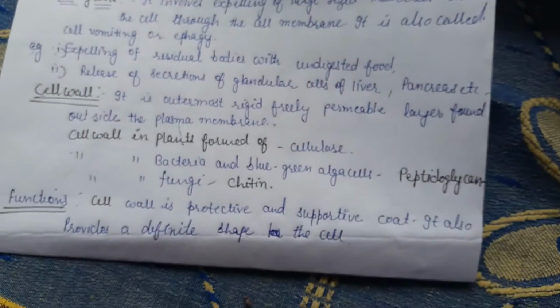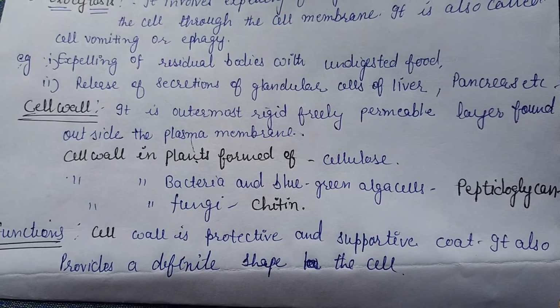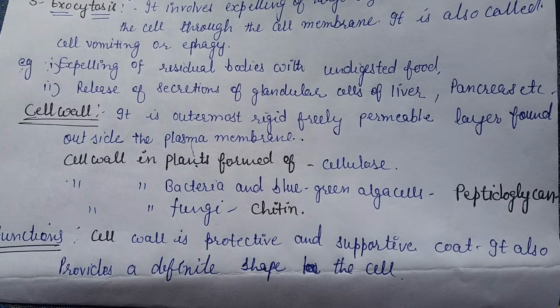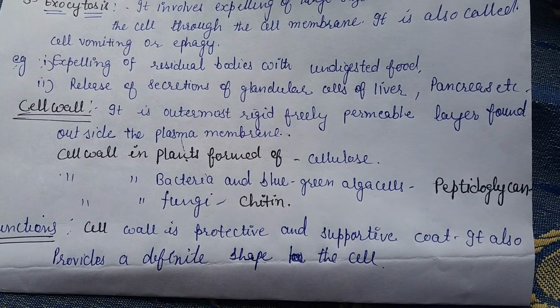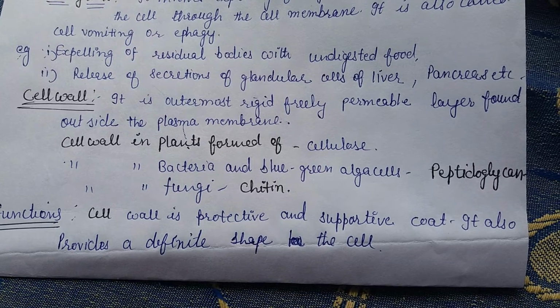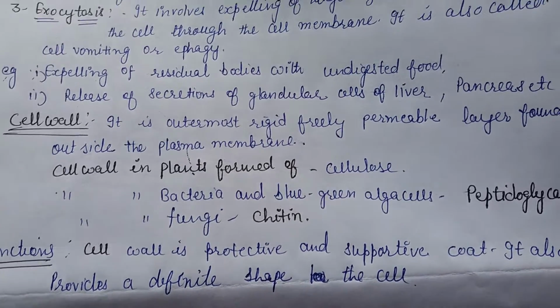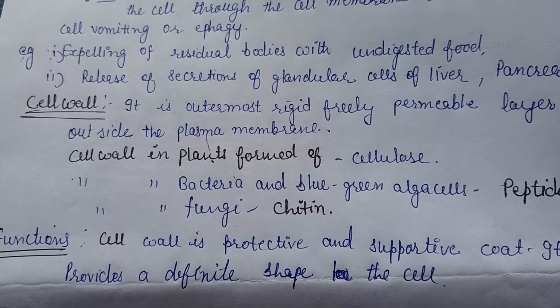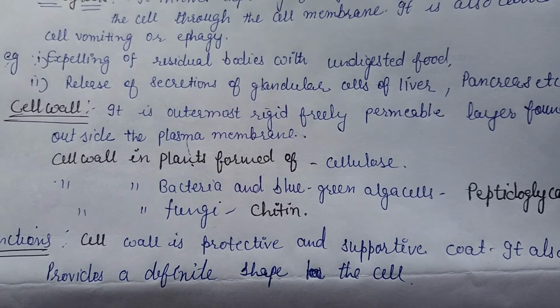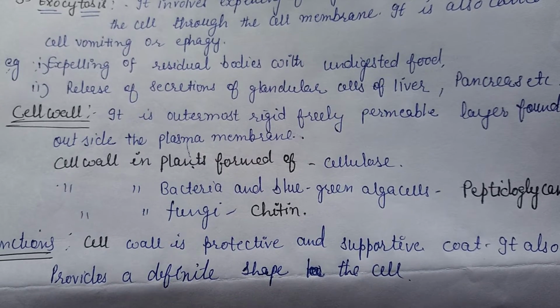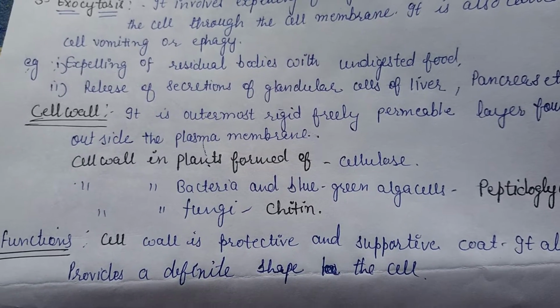Now the topic related to plasma membrane is the cell wall. Cell wall is the outermost rigid, freely permeable layer formed outside the plasma membrane. It is made up of different materials. In plants it is formed of cellulose. In bacteria and blue-green algae cells it is formed of peptidoglycan. In fungi it is formed of chitin.